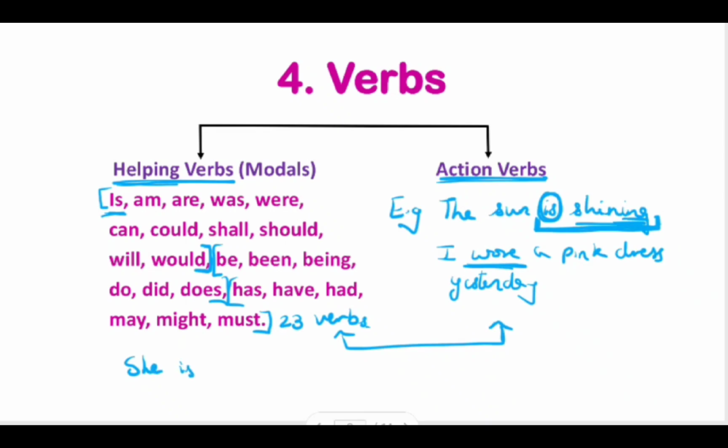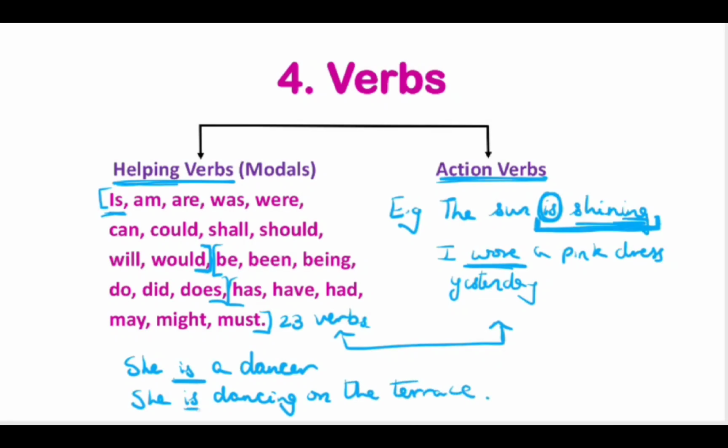She is a dancer, standalone action. And she is dancing on the terrace. So is dancing is the helping verb in collaboration or in sync with the action verb, normally 90% of the time with the ing ending or ing suffix, you can say.